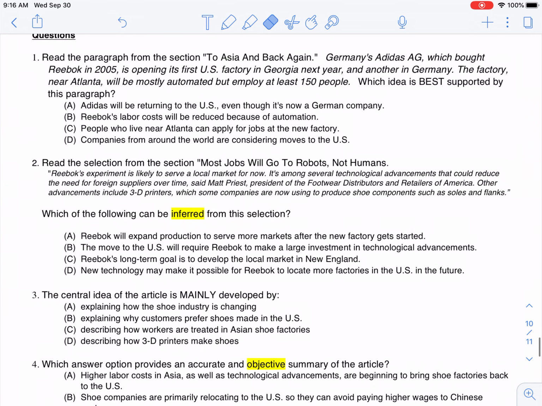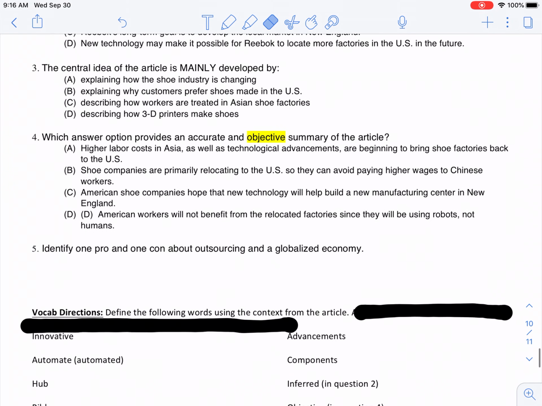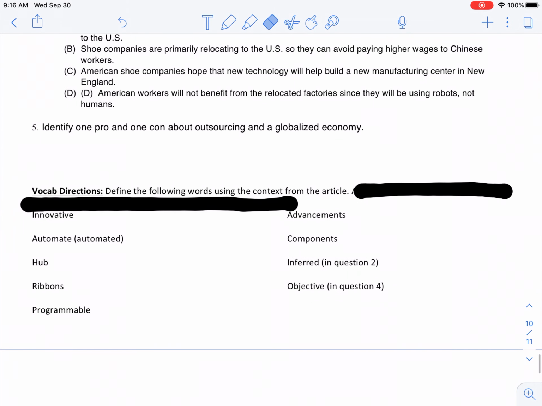You have a couple of quick comprehension questions to answer, multiple choice. And then you have those quick vocab words to fill out. So that is your Weber and Reebok article.